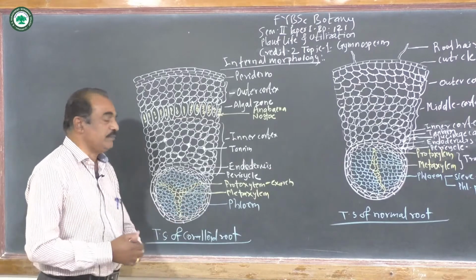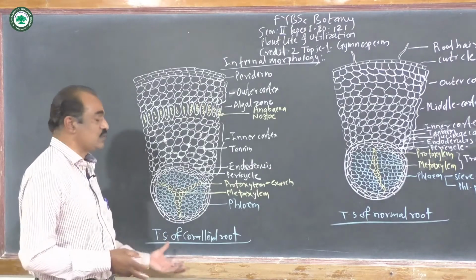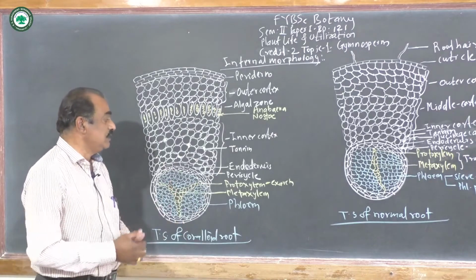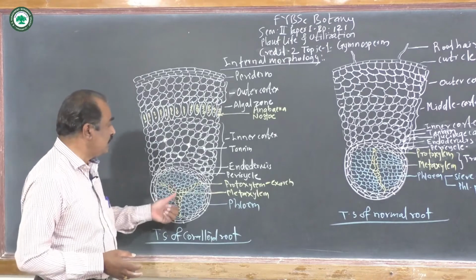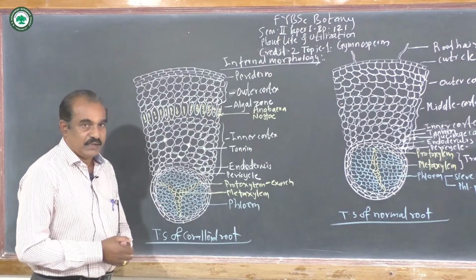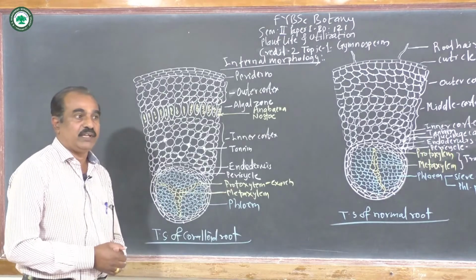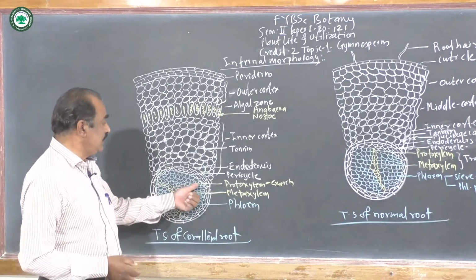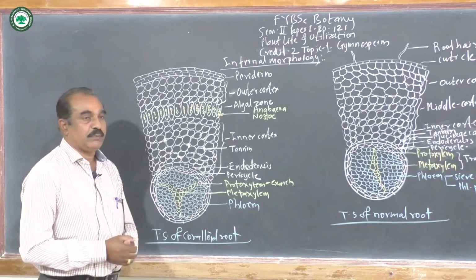Inside this there is a pericycle. The pericycle is 2 to 3 layered in the Cycas coralloid root. Inside this there is the vascular bundle, and here this vascular bundle is triarch, that means three arms of the xylem are seen. Here, in yellow color, this is the xylem. The protoxylem is toward the periphery.